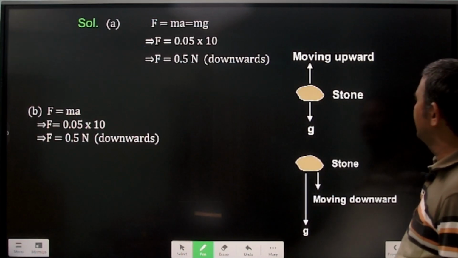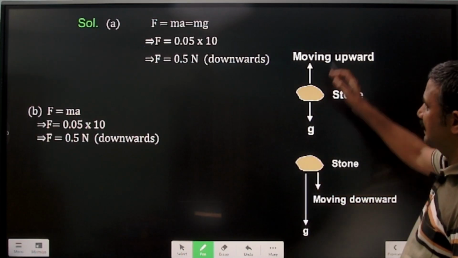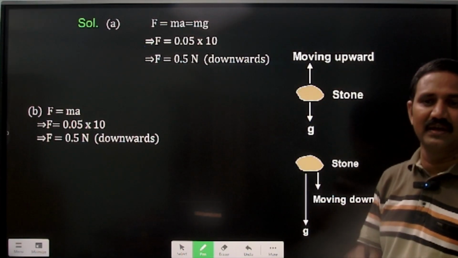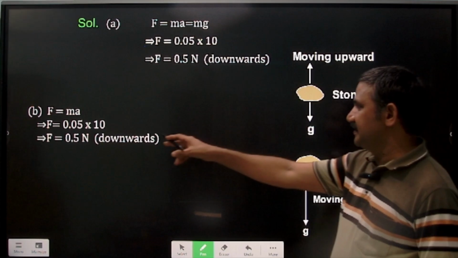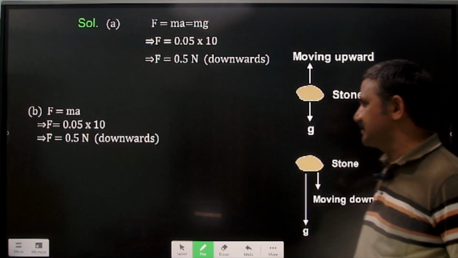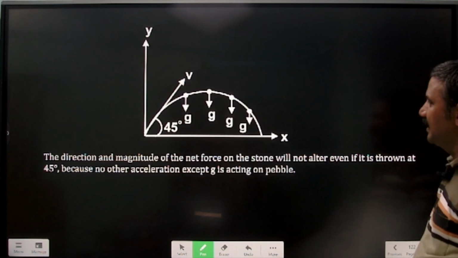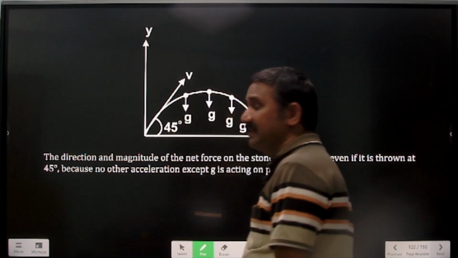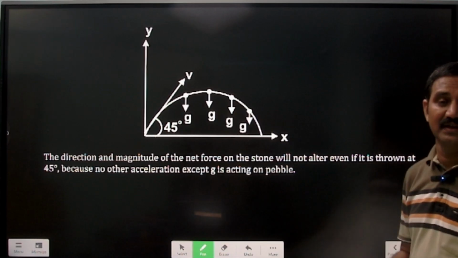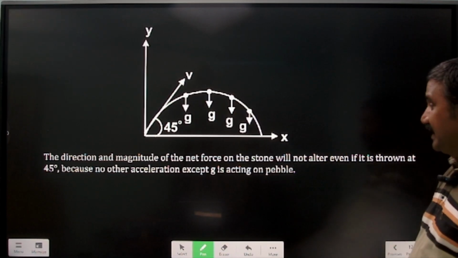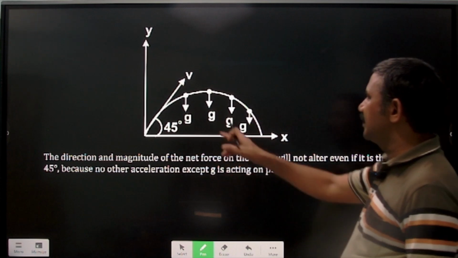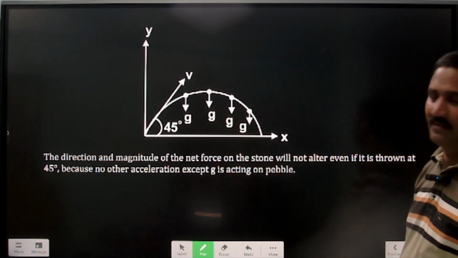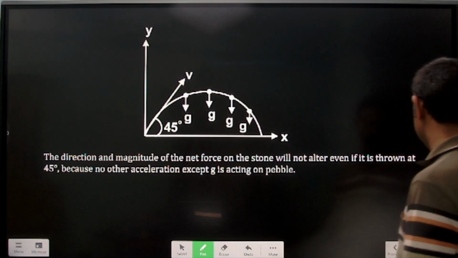And similarly, body is moving downward direction. In this case also, the acceleration of the body is acting vertical downward direction. That is F is equal to m into a, g is 10. So 0.5 Newton. And similarly, body projected at an angle 45 degree with the horizontal. Now in this case also, the net force acting on the body is mg acting vertically downward direction. There is no component of this acceleration along horizontal direction. So the net force acting on the body in this case is also mg.